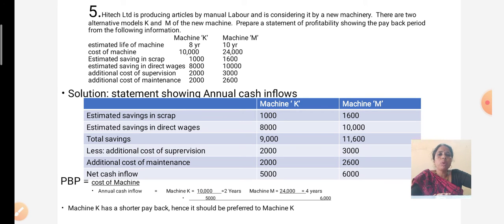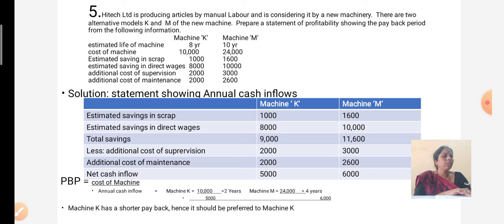We will work out one more problem here. Hi-Tech Limited is producing articles by manual labor and is considering buying new machinery. There are two alternative models, K and M, of the new machine. Prepare a statement of profitability showing the payback period from the following information. Now take down, make 3 columns: particulars, machine X and machine Y. First, estimated life of the machine, we have 8 years and 10 years.